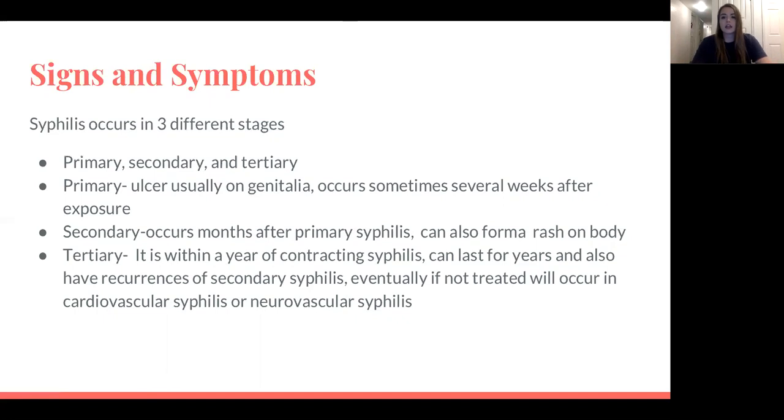And the secondary stage is post 12 weeks, and it can form the same ulcers or lesions, or it can form a rash on the body. With tertiary stage, it is within a year of contracting syphilis, and it can last for years and have reoccurrences of the prior phases, and eventually, if not treated, will result in cardiovascular or neurovascular syphilis.